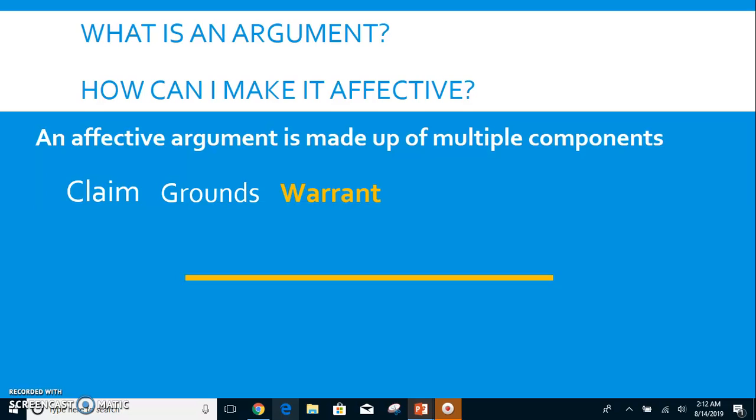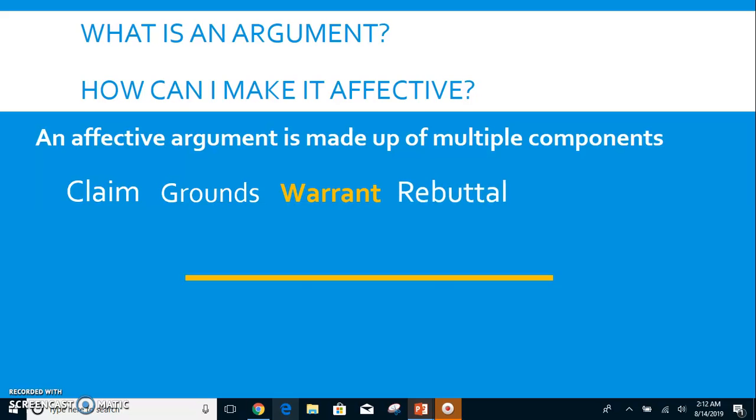To make it even clearer, you can say, I'm claiming that there's a dog outside my door. And my evidence is that I hear barking. And so the warrant, or the connection, is most dogs bark. So, in theory, I can safely assume that those two are connected. I hear barking outside. I'm claiming there's a dog outside my door. And so I've connected those.